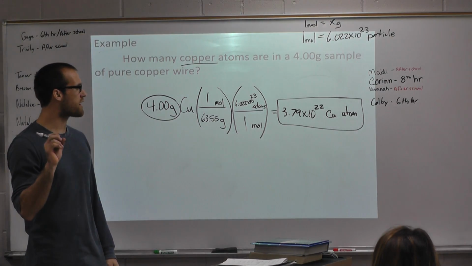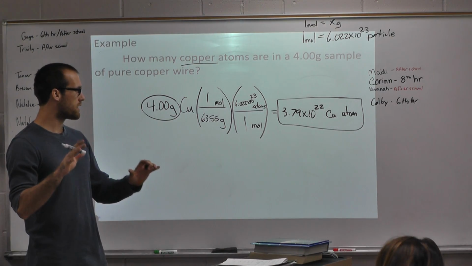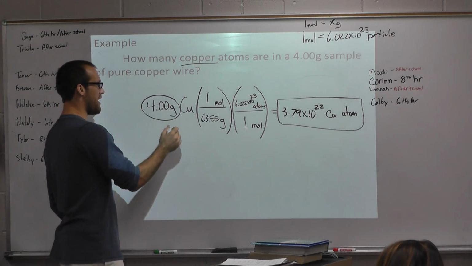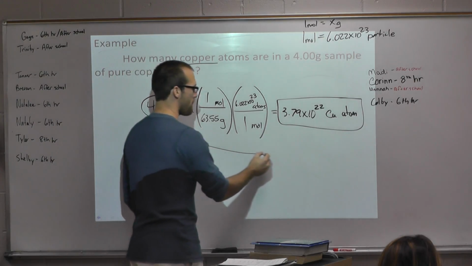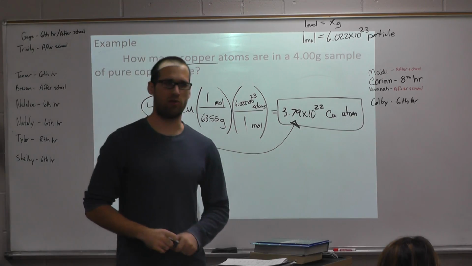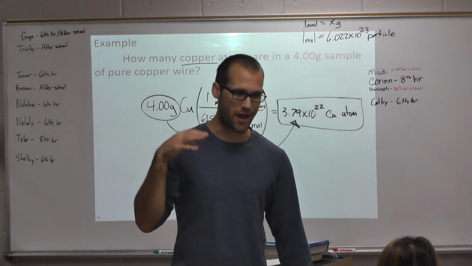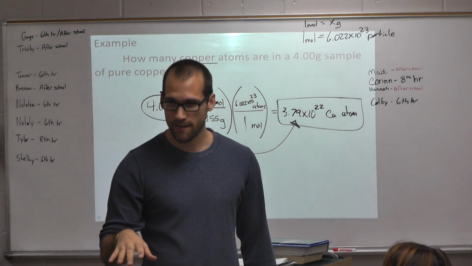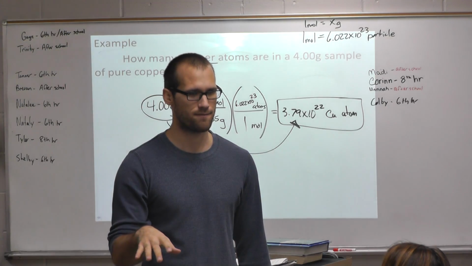Now listen very, very carefully, and then I'll let you go. We found out how many particles we had by mass. So essentially we counted our atoms by weighing them, just like the jelly beans.